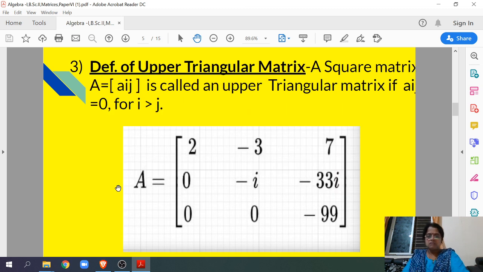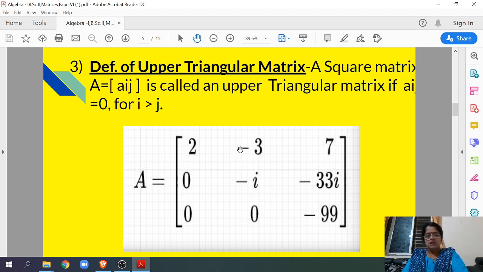Now we will see the definition of upper triangular matrix. The definition is: a square matrix A equal to Aij is called an upper triangular matrix if Aij is equal to 0 for i greater than j. i always represents the number of the row, j always represents the number of the column. Now we will consider one element here, -3. This -3 is in the first row and second column.